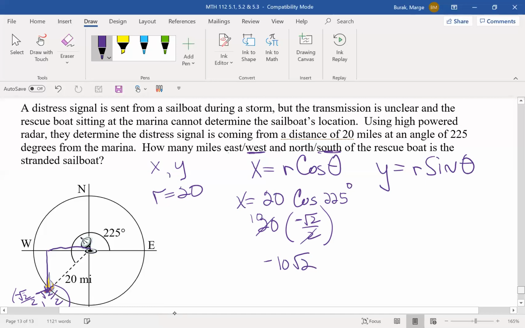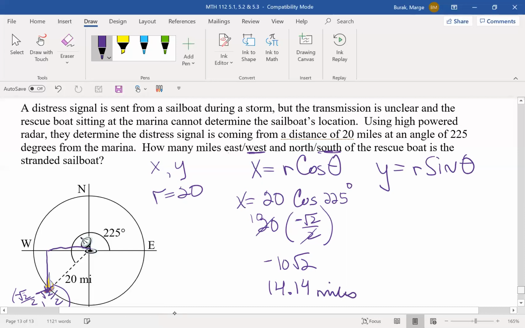And they want to know miles, so we're going to do that on the calculator. 10 times the radical 2, and I get 14.14 miles, and that's going west.